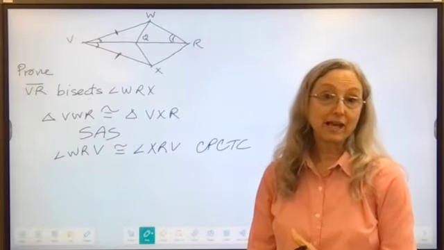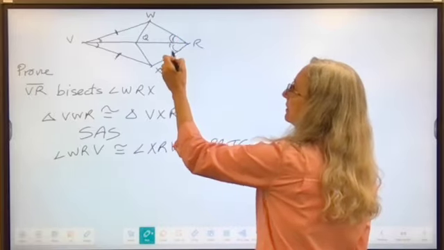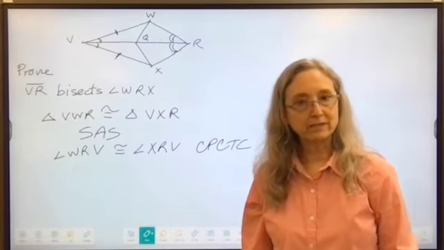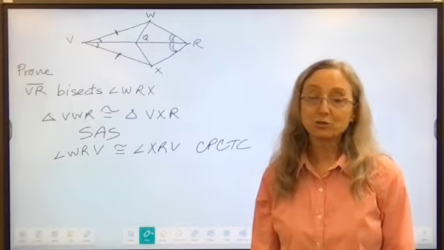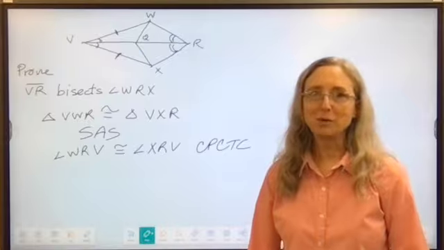And then I can use that information to show because those two angles are congruent, then VR bisects them by definition of a bisector. Those are the steps you would go through for that one. Let's look at a couple more.